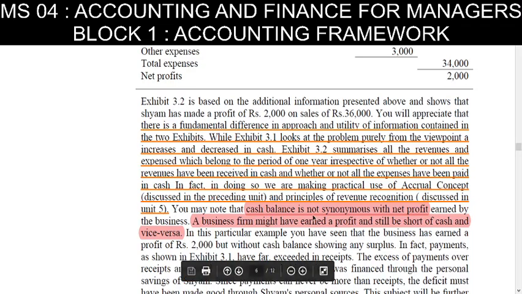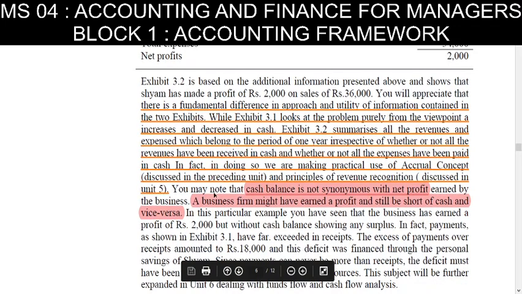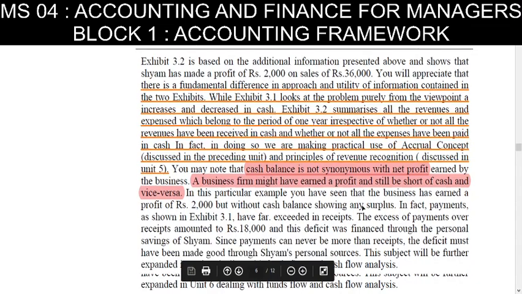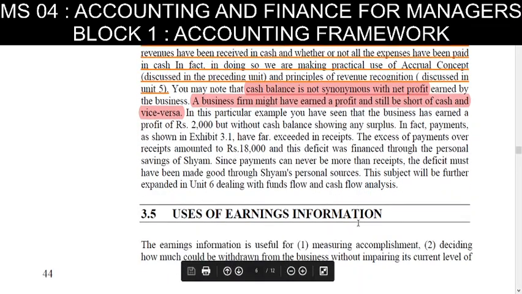In fact, in doing so, we are making practical use of the accrual concept, which I have mentioned earlier, and the principles of revenue recognition. What we understood is that the cash balance, whatever cash is at hand, is not equivalent to the net profit. A business firm might have earned a profit and still be short of cash, and vice versa can also happen.